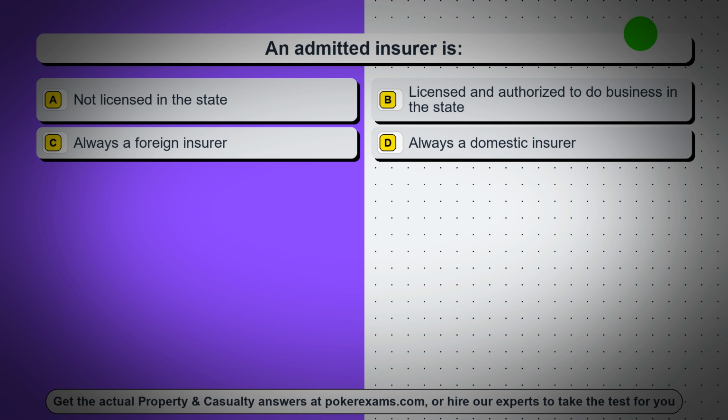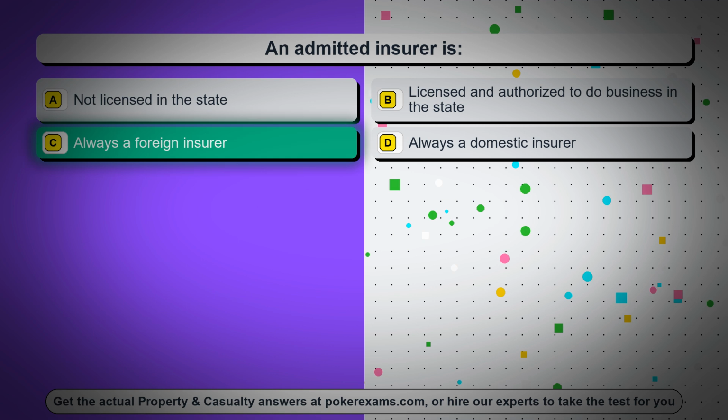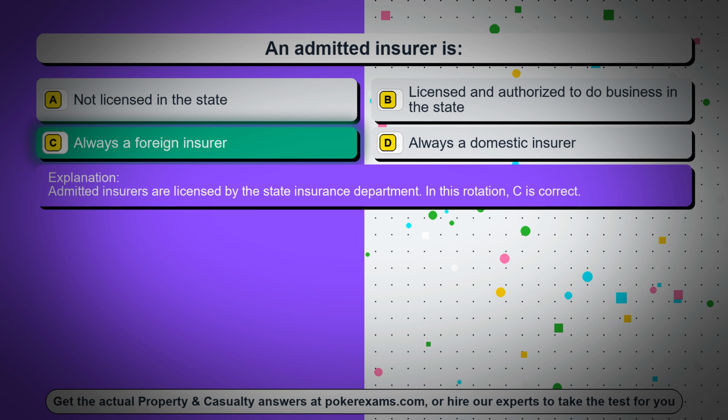Question 64. An admitted insurer is, option A, not licensed in the state, option B, licensed and authorized to do business in the state, option C, always a foreign insurer, option D, always a domestic insurer. The correct answer is option C, always a foreign insurer. Admitted insurers are licensed by the state insurance department. In this rotation, C is correct.